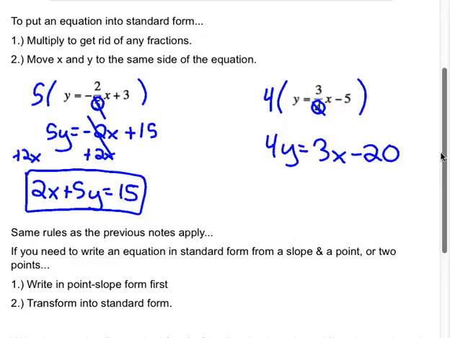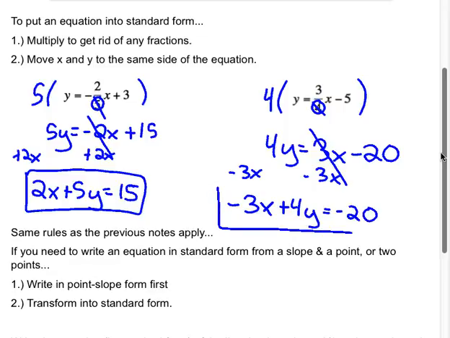All right, and now the idea is, again, I need the x and y together. So I'm going to subtract off my 3x from both sides. So I'm going to have a negative 3x plus 4y equals negative 20. And again, that is going to be my standard form. No fractions, x and y are together.